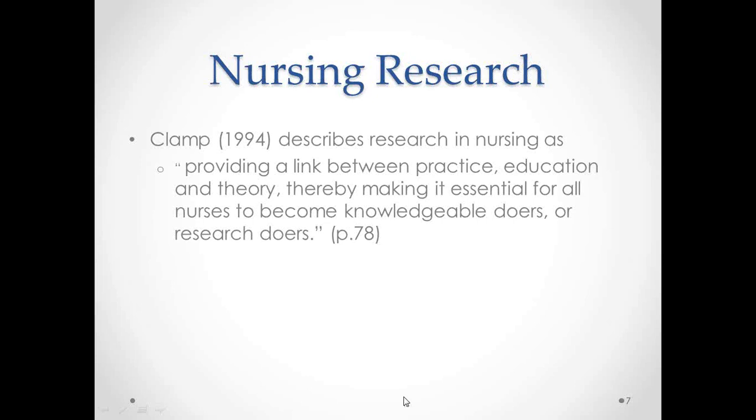Even older here is Clamp, 1994, who describes research in nursing specifically as a link between practice, education and theory, thereby making it essential for all nurses to become knowledgeable doers or research doers. So that's from 1994. And if you think about where we are now in 2017, do you think that is what's happening in nurse education, or in nursing now? I know you're not all nurses in this group, but some people are saying a categorical no.